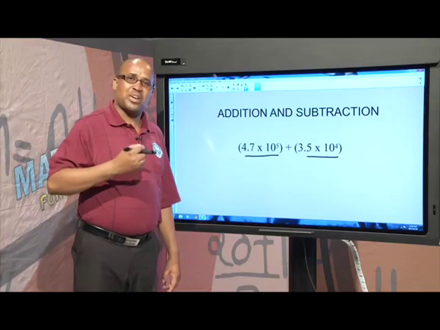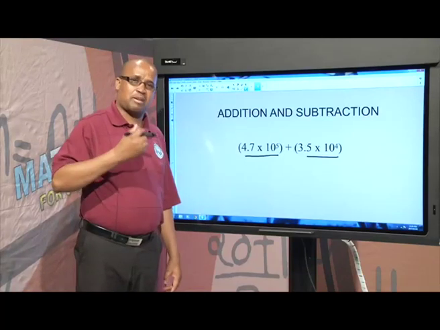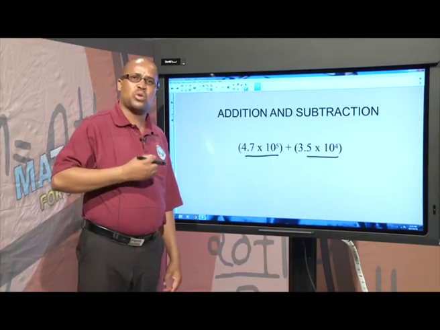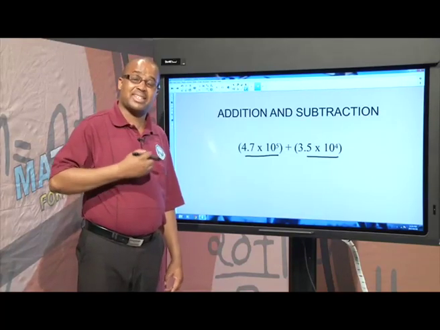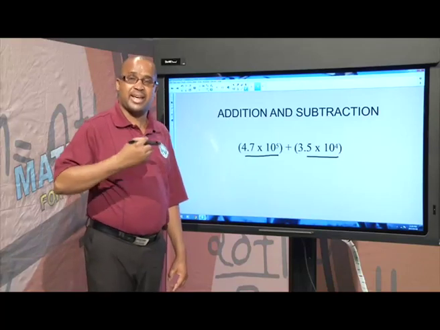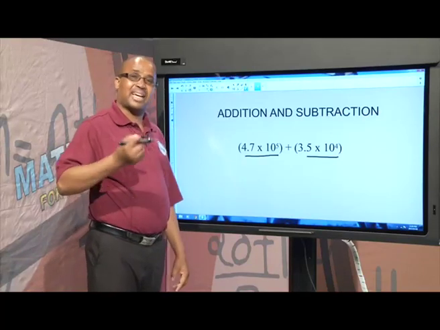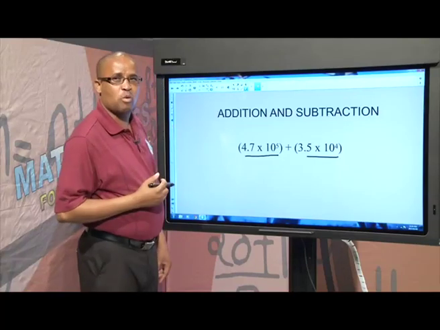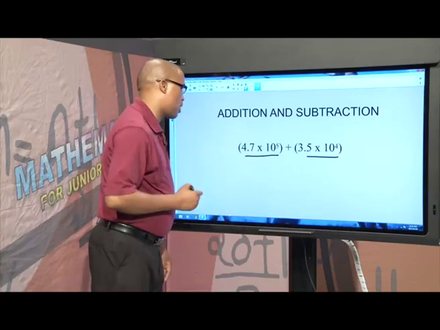First, when you are to add numbers given in standard form, you need to change the numbers in standard form into ordinary form. Then after changing them to ordinary form, you can add those numbers. Then after adding and getting the answer, you change your answer back to standard form. So let us work out this one.